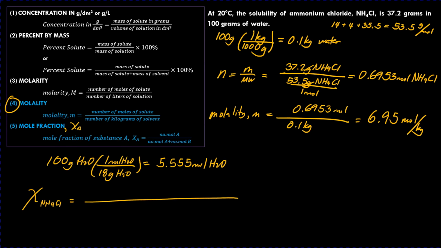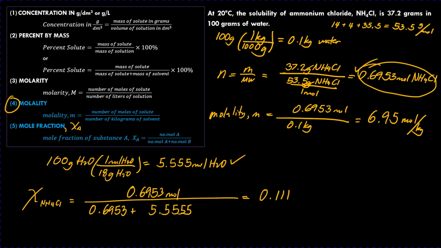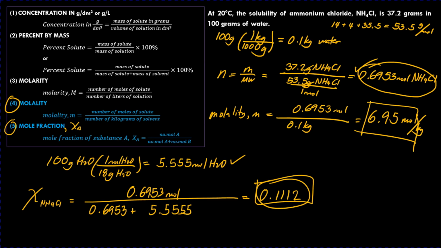So here our solute is 0.6953. And here, moles of our solute divided by moles of the solution. The solution is made up of the solute and the solvent. And the answer is this one. So for molality, number 4, our answer is this one. Number 5, our answer for mole fraction is this one. Let's answer the last one.